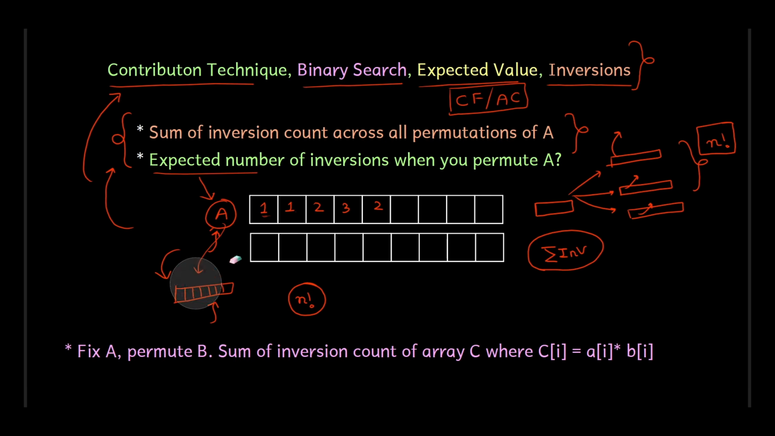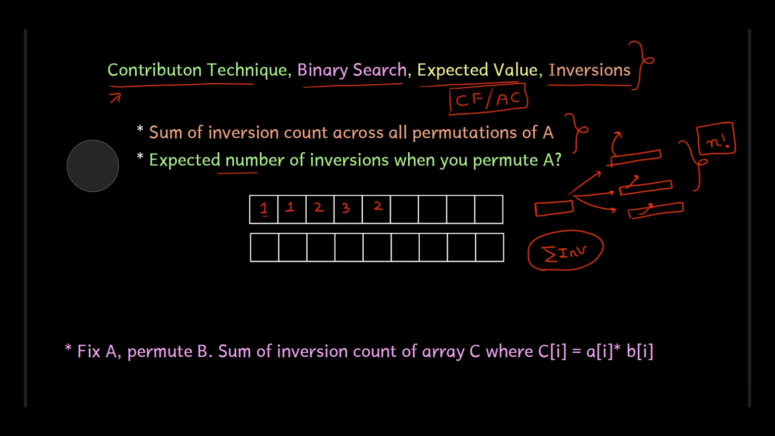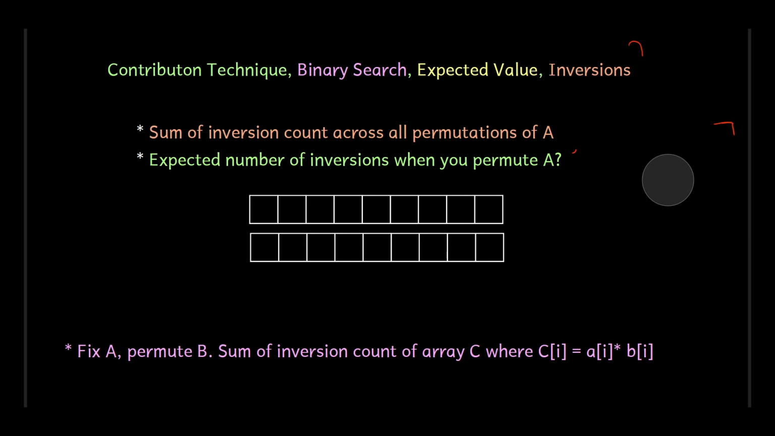These are the easier versions of the problem. Then there will also be a section for the harder version of this problem, where this time you are not given a single array, you have two arrays. This is array A and this is array B, and this time let us fix array A and only permute the elements of array B.